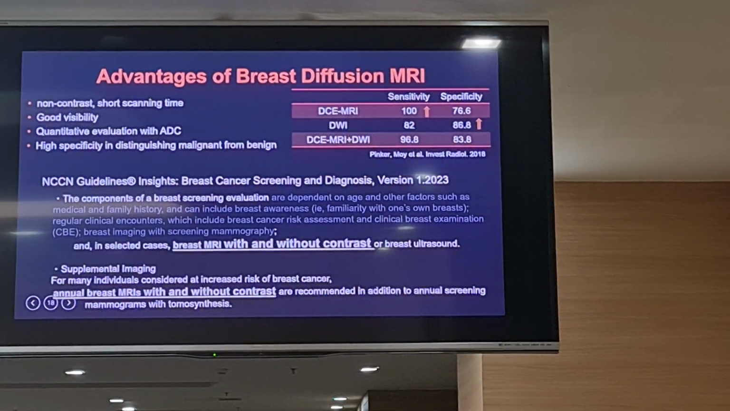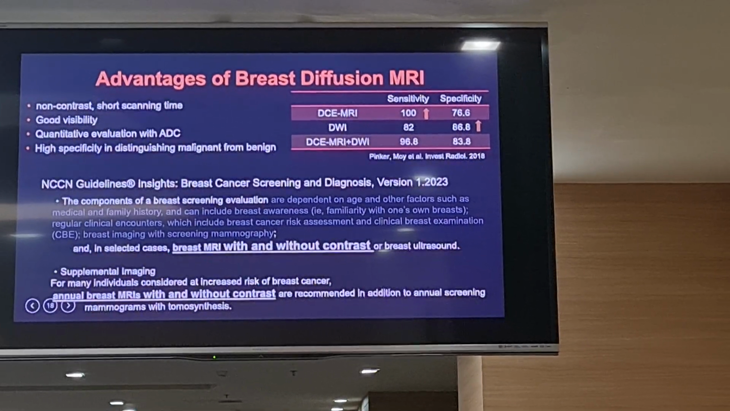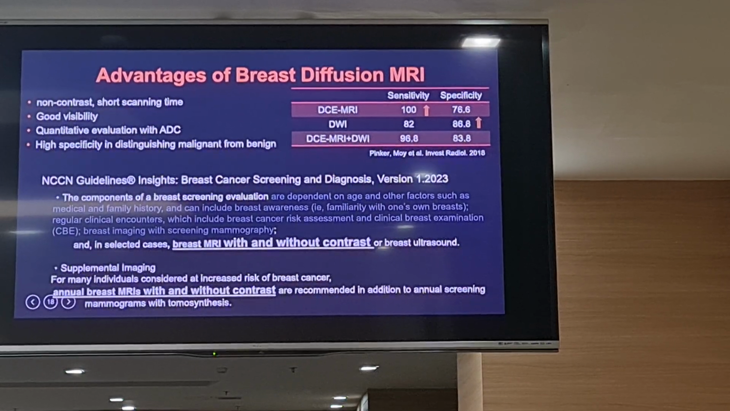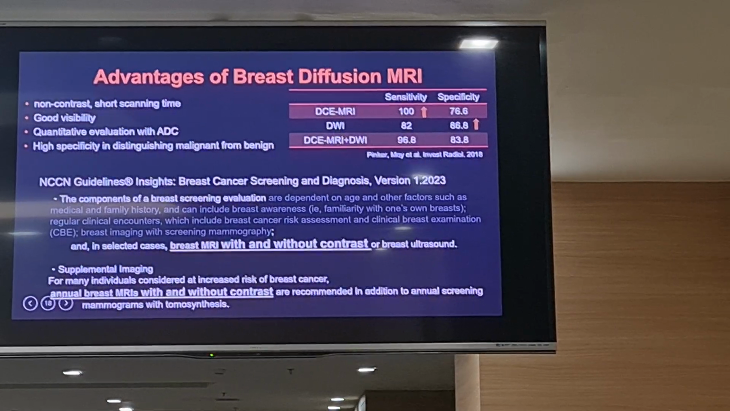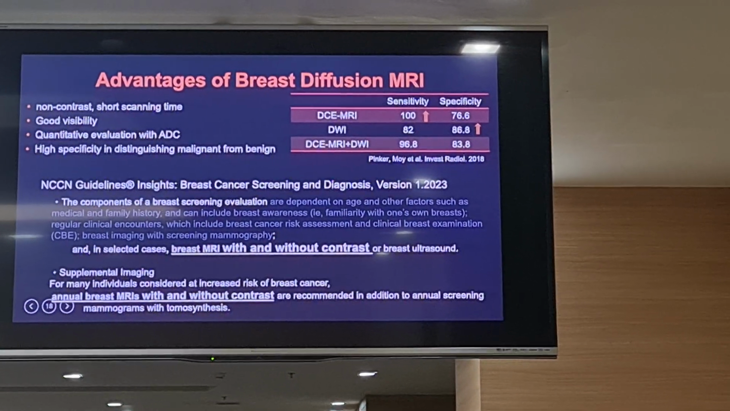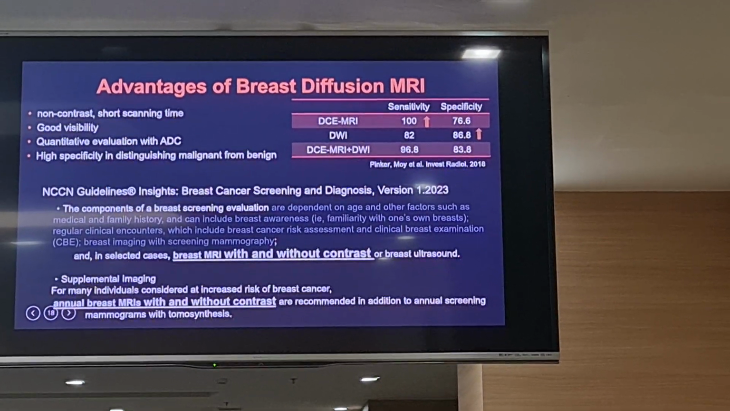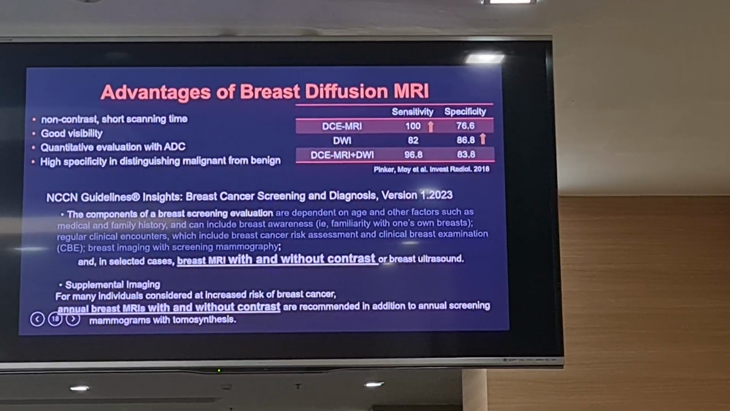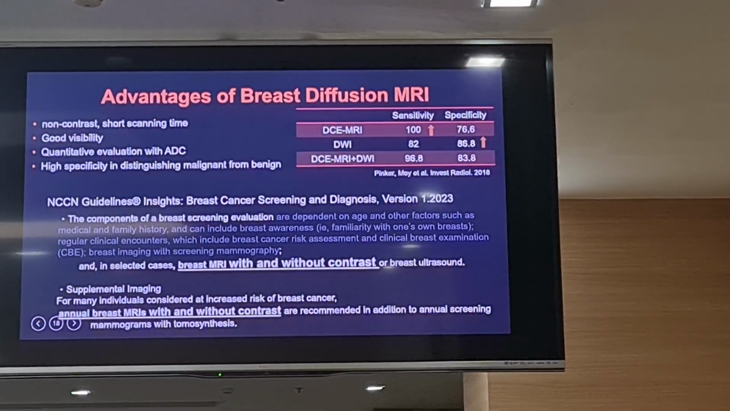from benign lesions. So here is diagnostic performance. This is the DCE. Sensitivity is perfect, 100%. On the other hand, diffusion has lower sensitivity compared to DCE, but please look at the specificity of diffusion. It's much higher than DCE. So as it stands, of course, DCE is the main technique, but diffusion is already the complement of DCE to include the specificity, right?